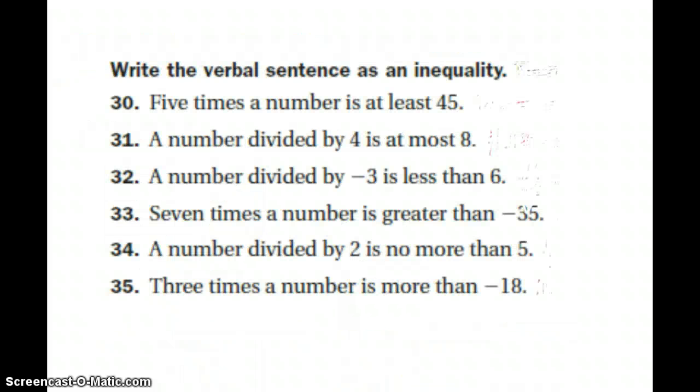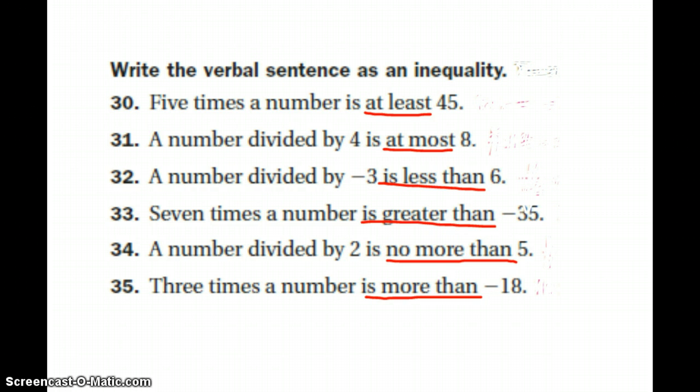Now we're going to practice writing the verbal sentence as an inequality. It says 5 times a number is at least, so I'm going to underline at least. A number divided by 4 is at most. Number 32, a number divided by -3 is less than. Number 33 says 7 times a number is greater than. Number 34 says a number divided by 2 is no more than. And number 35 says 3 times a number is more than. And those are your keywords to help you write the inequalities. What I would like you to do now is to actually write those inequalities in numbers, and then I'd like you to solve them. Pause the video here a moment for students to complete numbers 30 to 35.